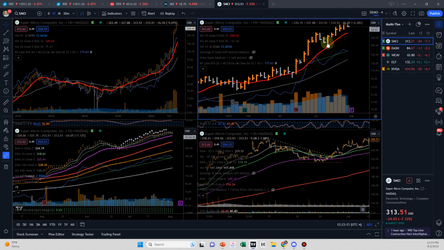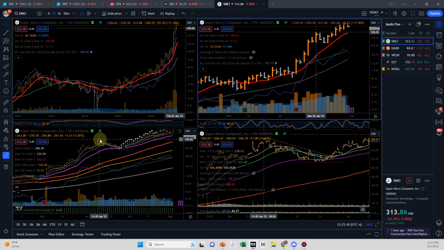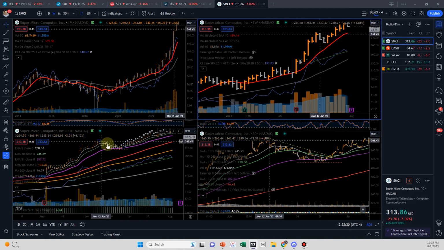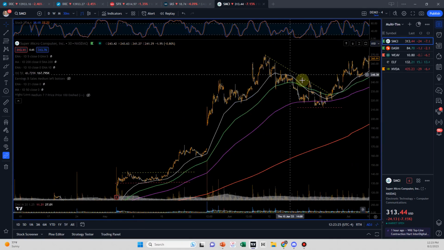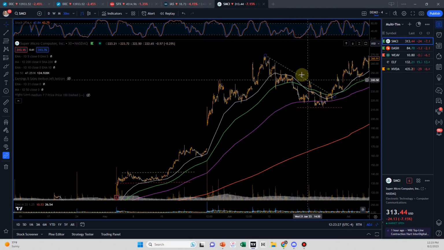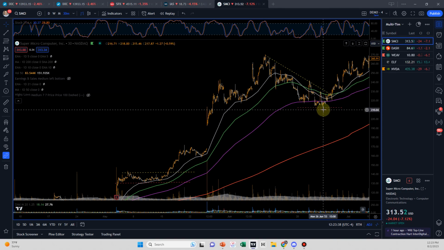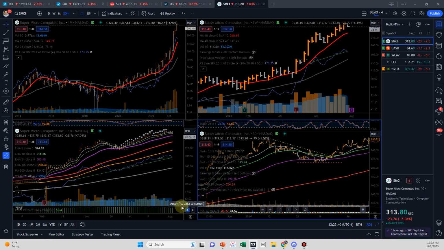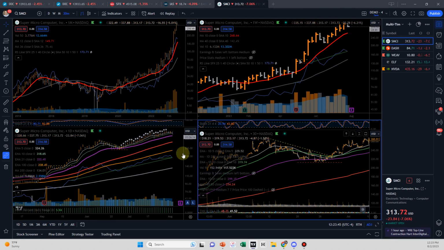When I drew this one, I initially saw it on the daily, so I drew it on the daily, and then I popped open the 30-minute, and I was able to see it a little bit clearer here on the 30-minute time frame. As price was starting to break out of here, that was my entry point, and that's actually around where I entered this the first time with my stop loss down here. And so from there, I was able to ride this.